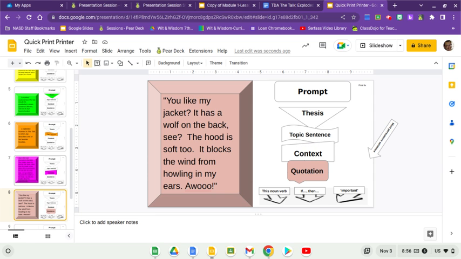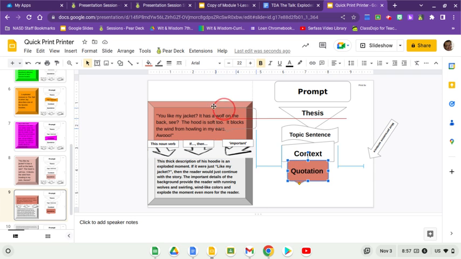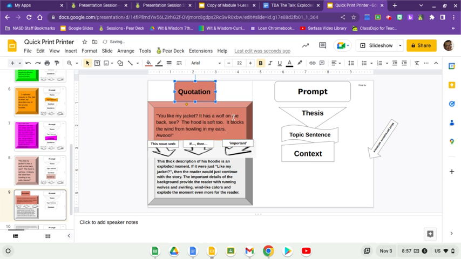You like my jacket? It has a wolf on the back, see? The hood is soft too. It blocks the wind from howling in my ears. Now look at the relationship between these two things, the quotation and the explanation, right? See how these things are complementary, right? We got our quotation right here, and our quotation leads right on in to our explanation. It blocks the wind from howling in my ears.